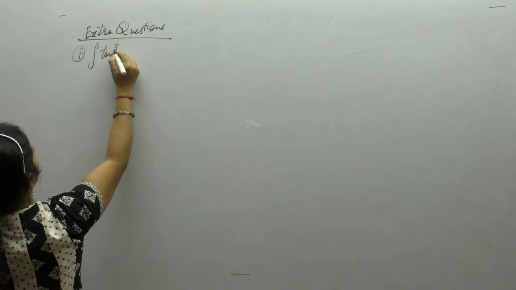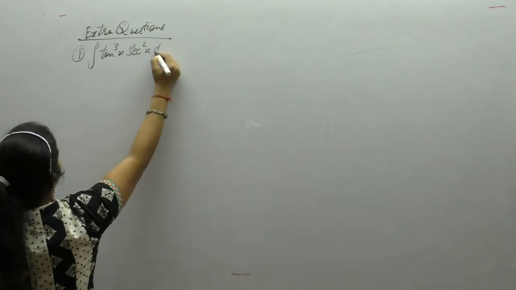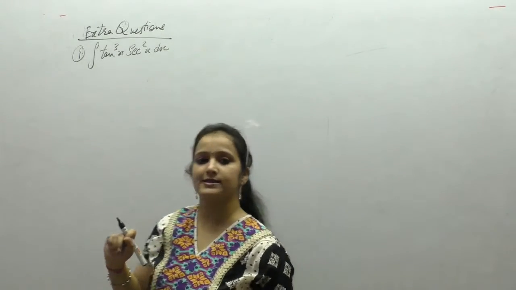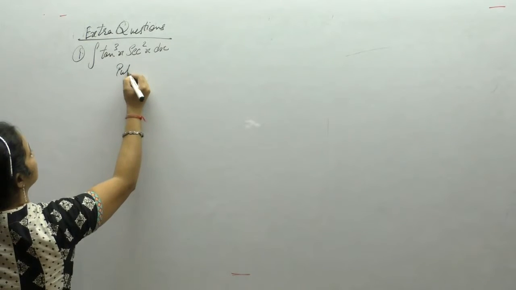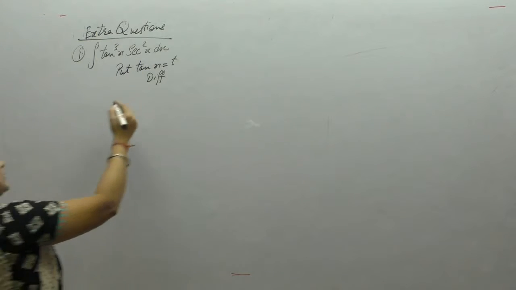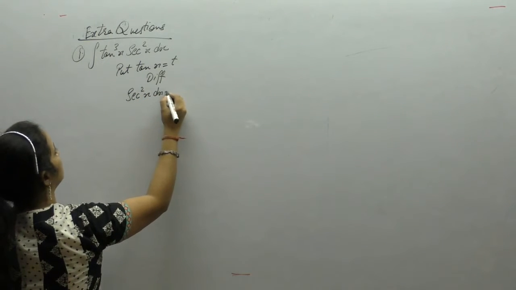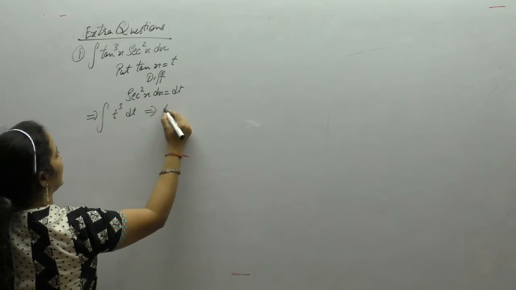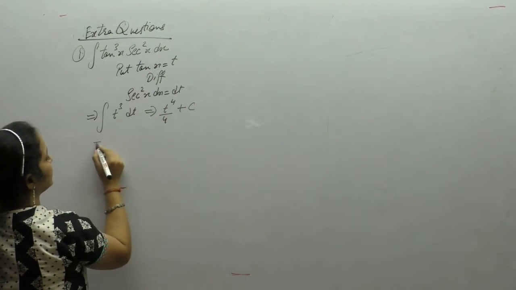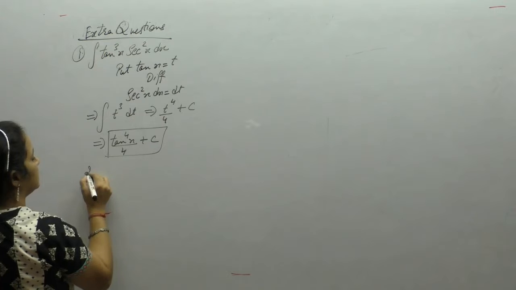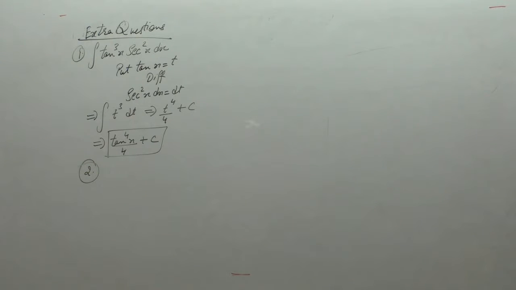Integral of tan cube x sec square x dx. Here we have the derivative of tan x is sec square x. So we put tan x as t. Derivative of tan x is sec square x dx. Sec square x dx is dt, t cube. Apply the power rule here. N plus 1, 3 plus 1 is 4. Tan power 4 x upon 4 plus c.